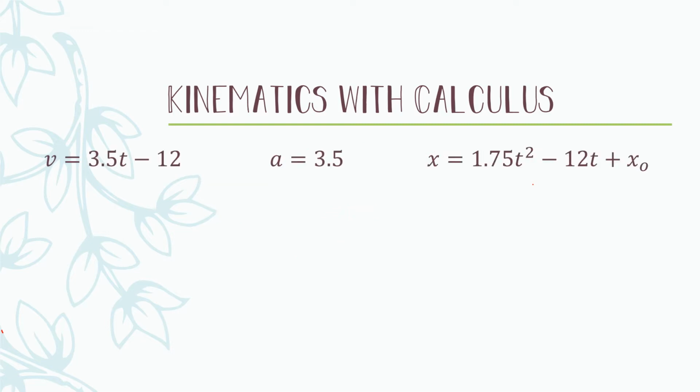So hopefully you paused the video and tried it yourself. I have the answers up here on the screen now. The acceleration is 3.5. The position function is 1.75 t squared minus 12t plus the initial x position. Now remember, when we have an integral that doesn't have limits, so it doesn't have an upper and lower bound, we always need that plus a quantity on there.